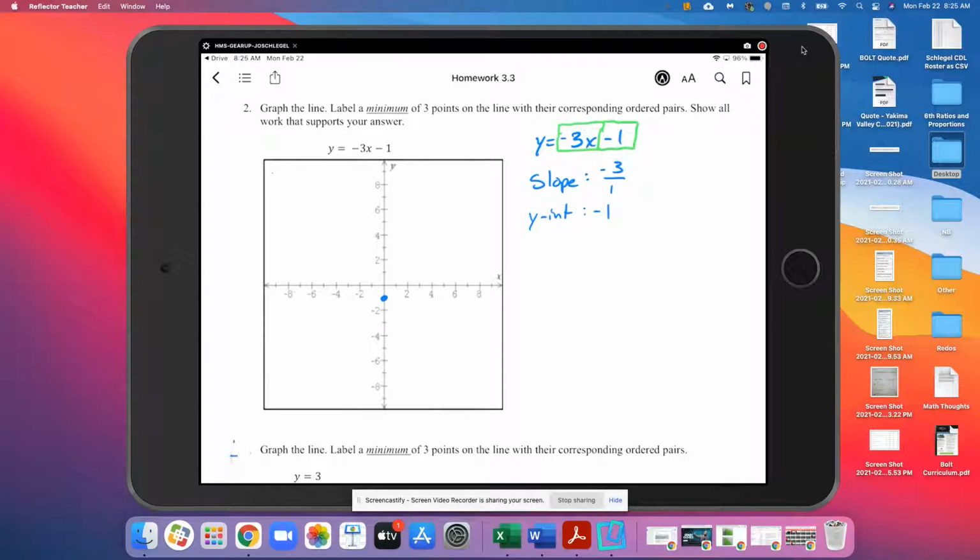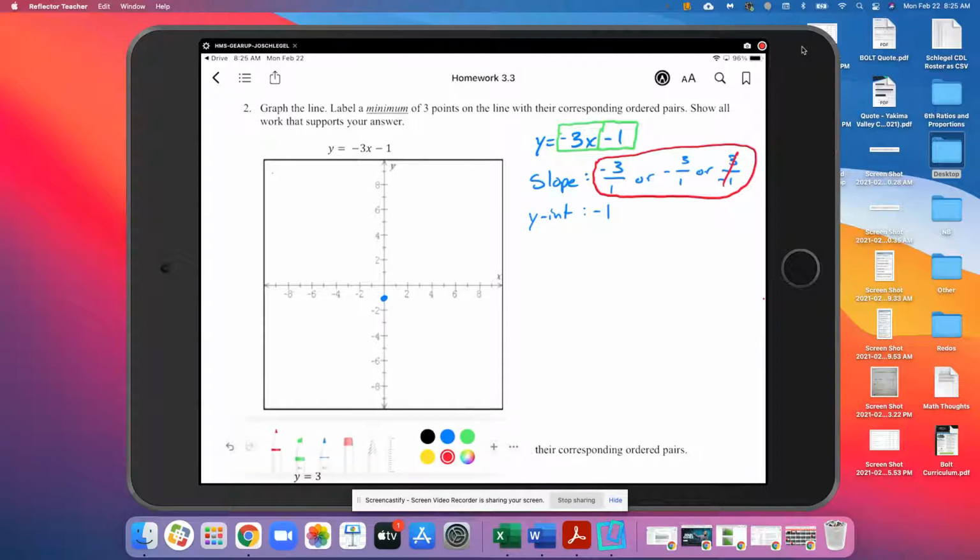So a lot of times people get confused and say, okay, is this a negative 3 over 1 like that? Or is this a negative 3 over 1 like that? The trick is to know that the three things that I'm going to circle in red are all equivalent. They all mean the exact same thing. Typically, we do not see fractions written like this, the last one there. We'll normally see them like the first one or the second one, but recognize that those are the exact same thing.